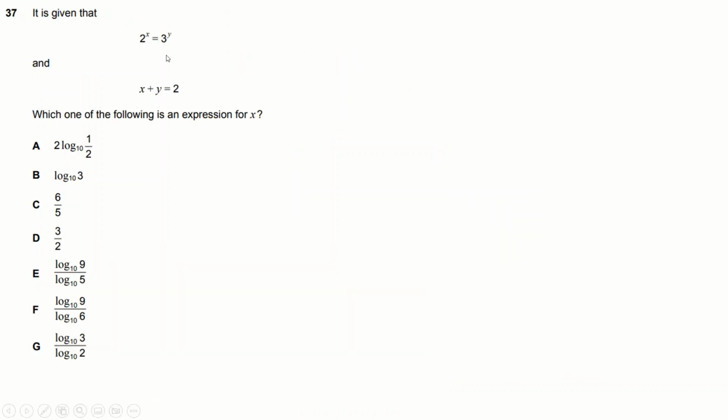Good. It's given this and this, so expression for x. So let's rearrange this. This means y equals 2 minus x. Let's put it into there. And you can use some fancy logs straight away if you want to, but I thought it would be nicer to just say, well, this here is 3 squared divided by 3 to the x, because you take away the powers when you divide, right? But now we can just times both sides by 3 to the x.